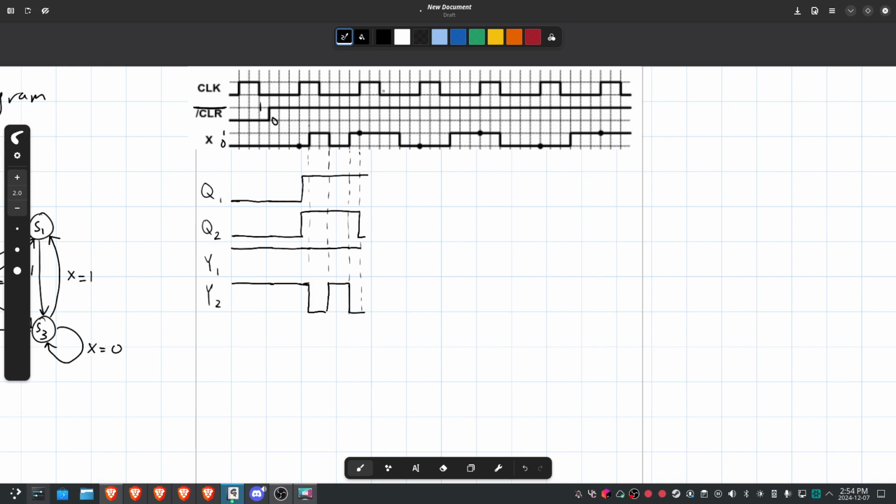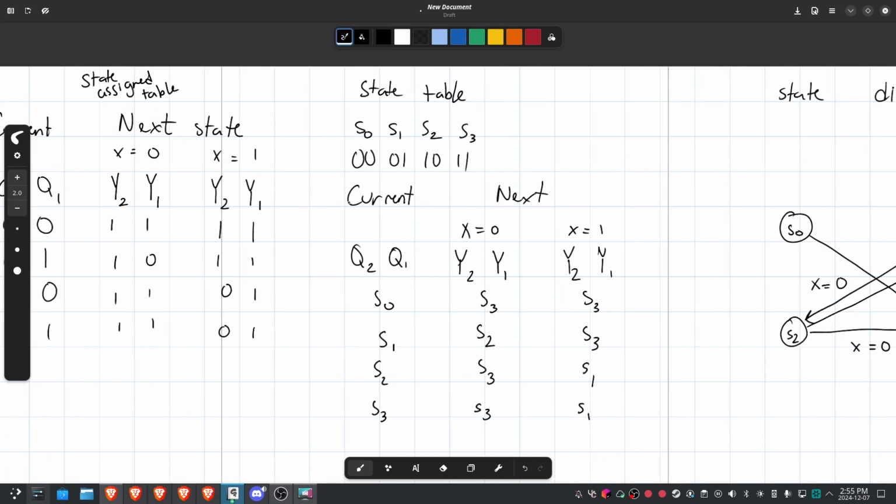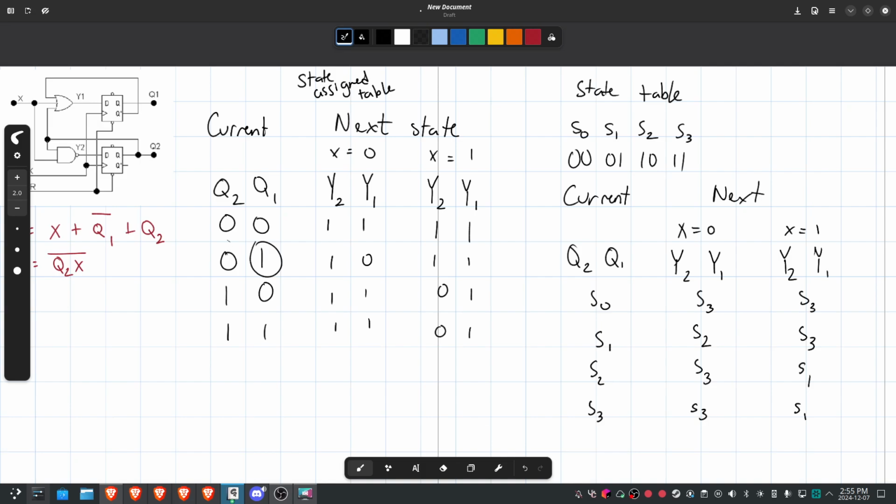All right. And once again, Q1 and Q2 aren't going to change until the next rising edge. So we can just extend that out. There you go. What about Y1 and Y2? Well, now Q1 is 1, Q2 is 0, and X is 1. What do we get? We get 1 and 1.